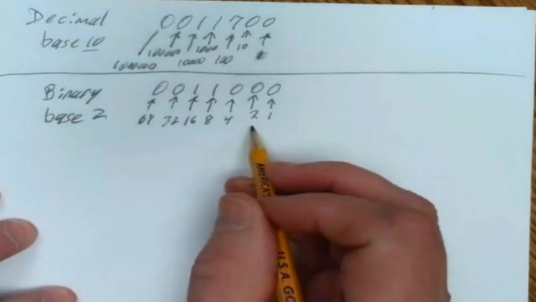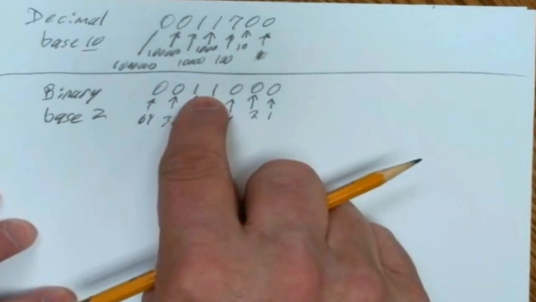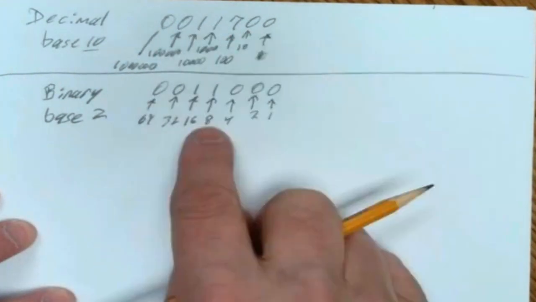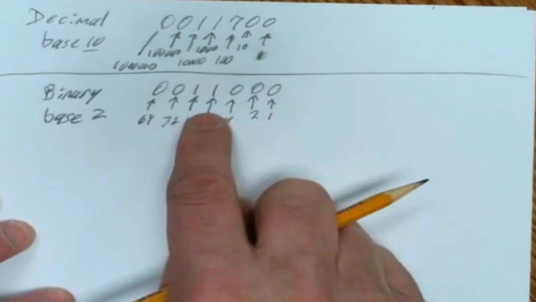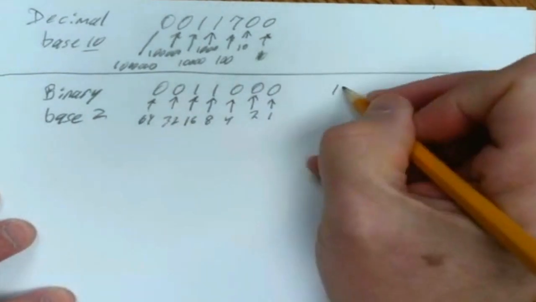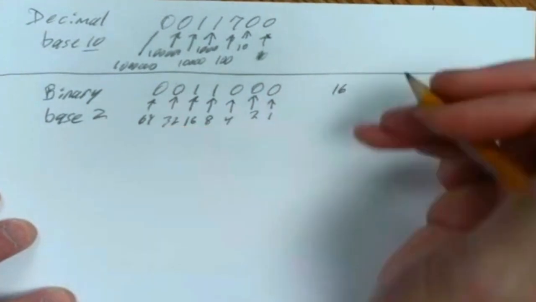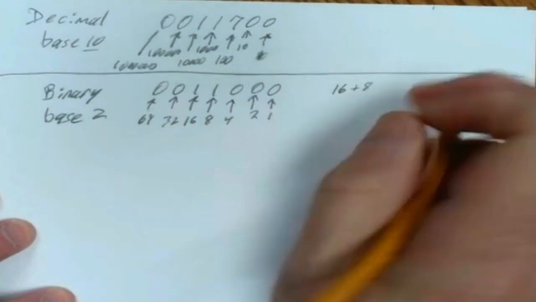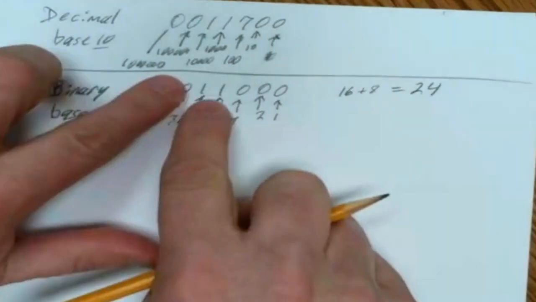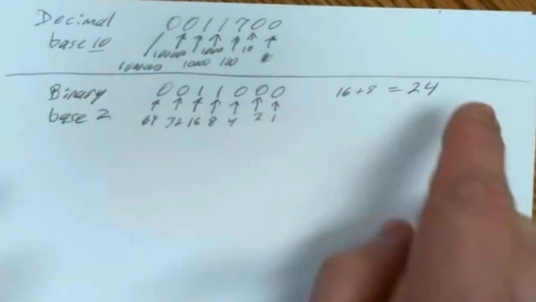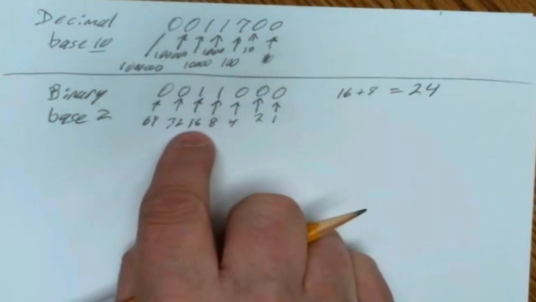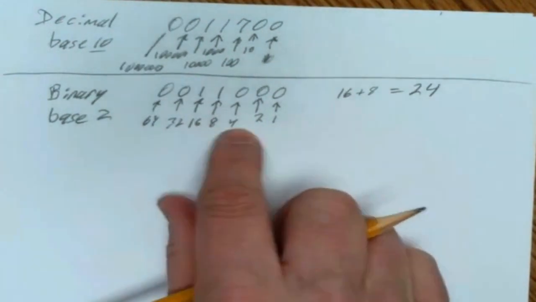So if we want to write, let's see what number this is. Yeah, this is 11,700. We recognize that, but what number is this? It's not 11,000 because this is not base 10. So this is a 16 plus an 8. And there's no other numbers. So this is the number 24 in binary. 11000 is the number 24 in binary because there's a 1 in the 16s place, a 1 in the 8s place, and no other numbers.